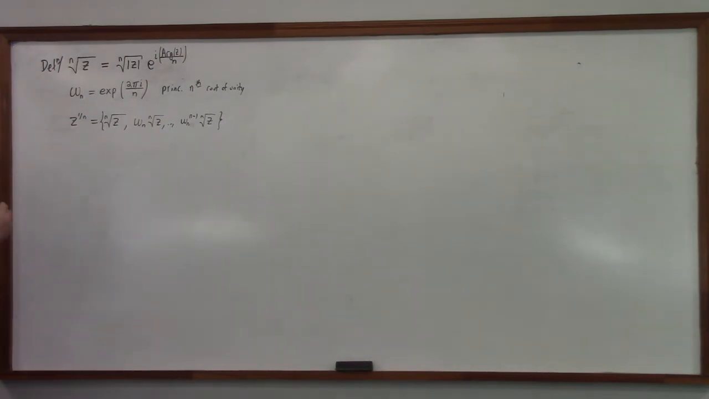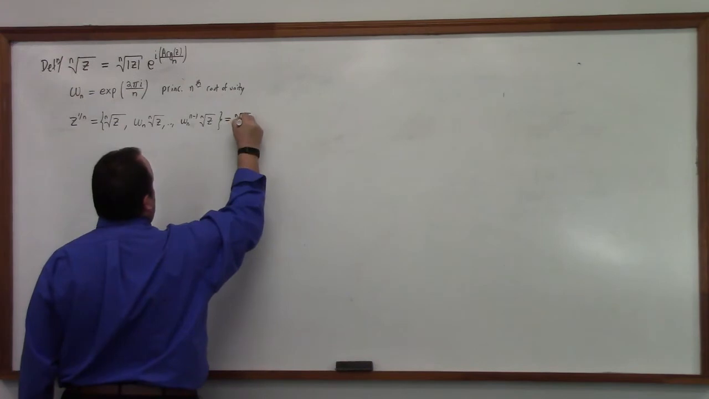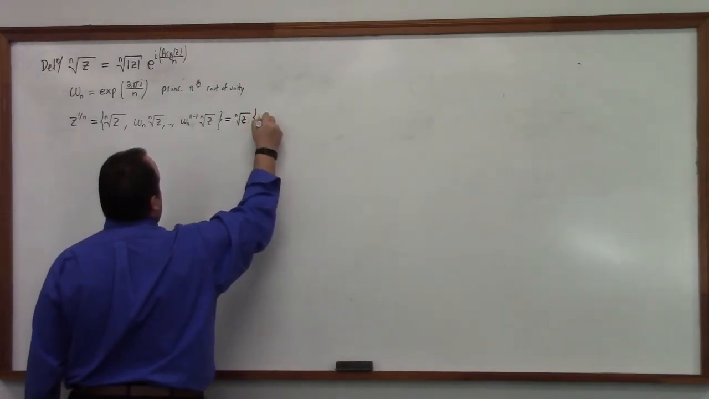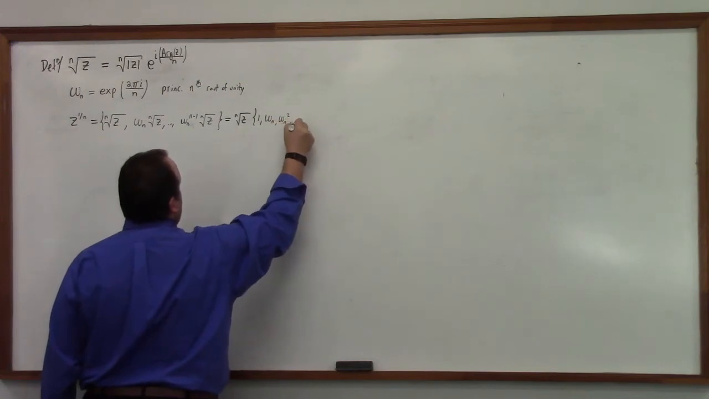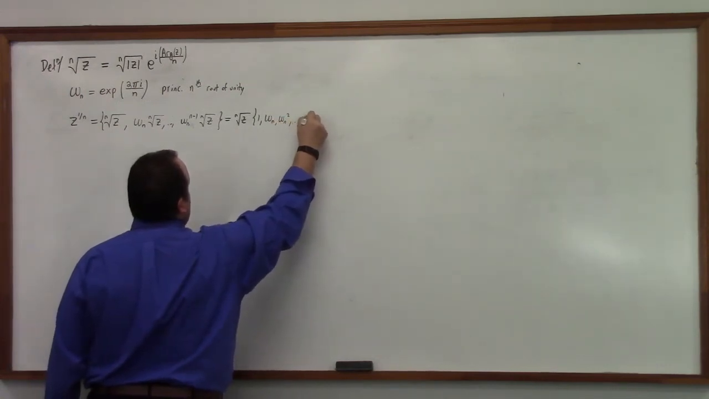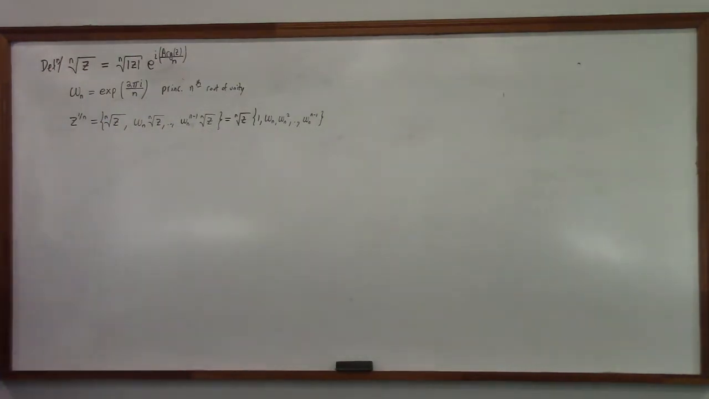Now, of course, there's an easier way to write this. You could write that as just the nth root of z times 1, omega n, omega n squared, up to omega n to the n minus 1. That way you don't have to keep writing this over and over again. So if you're asked a problem like this, it's kind of nice to just pull out the nth root and then write it like this if you wanted.